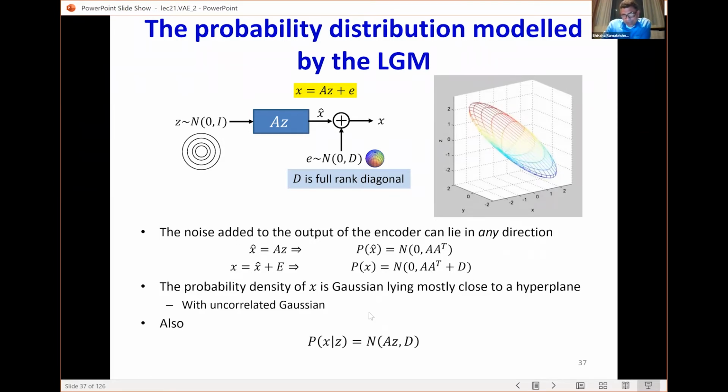And also with this, suppose I gave you Z, right? If I told you what Z you had drawn, then you can easily enough compute the probability distribution of X. If I gave you Z, then X hat is known. And so because AZ is known, X is simply going to be the noise E plus this term AZ. And so the distribution of X given Z is going to have basically the same distribution as the noise with the mean shifted to AZ. So is this making sense to you guys? You have X given Z.